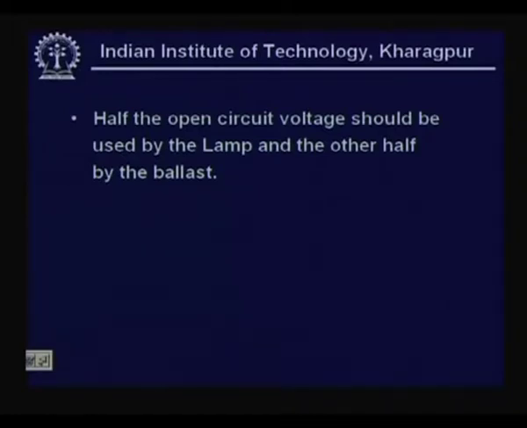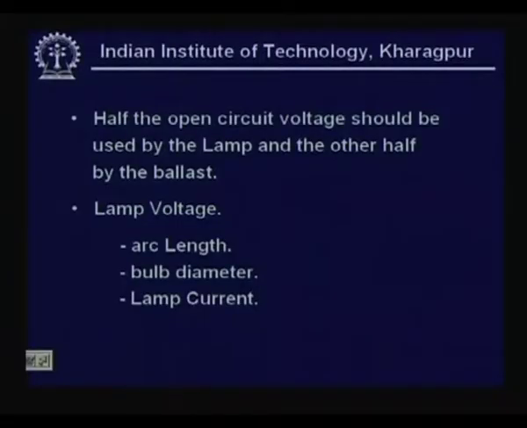Now here what is done is, if you have a certain open circuit voltage, we rate it such that the discharge occurs by using half the open circuit voltage. That is, our lamps operate on 230 volts, so we expect around 110-120 volts to be the drop across the arc, and the rest by the ballast. Ballast is required, one, to boost the voltage across the two electrodes so that there is a discharge. Lamp voltage, of course, depends on the arc length, bulb diameter, and lamp current.